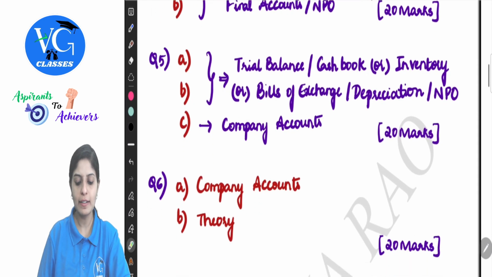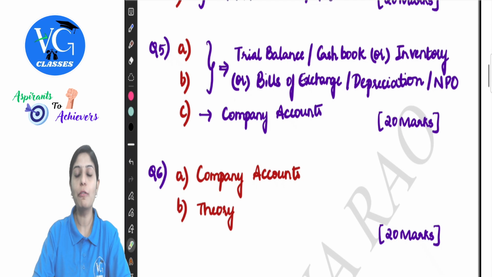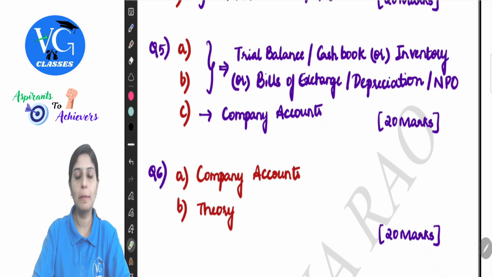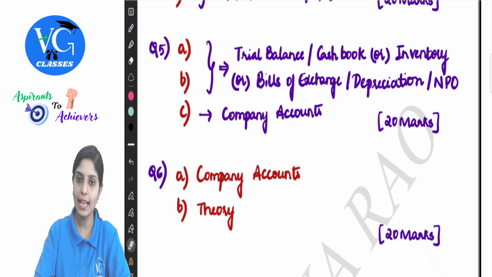Question number 5 generally would have 3 subparts out of which one question would give an internal choice. Expected areas or units where we can come across questions under this part would be either from trial balance, cash book or inventory, bills of exchange, depreciation or again a not-for-profit organization, and one more category could be company accounts. Under company accounts, we can certainly expect questions tested on either the concepts of bonus issue, right issue or redemption of preference shares, or it could also be from the debenture unit.